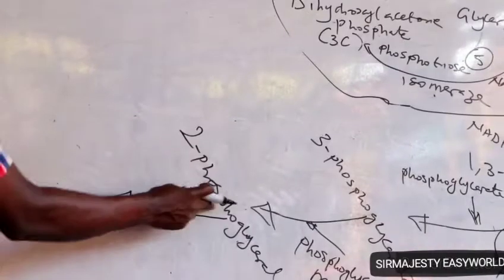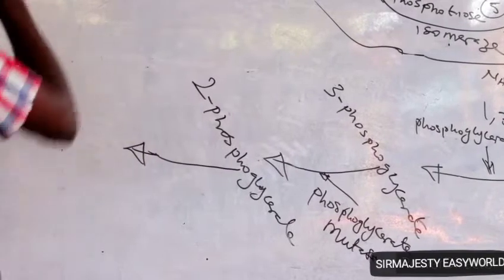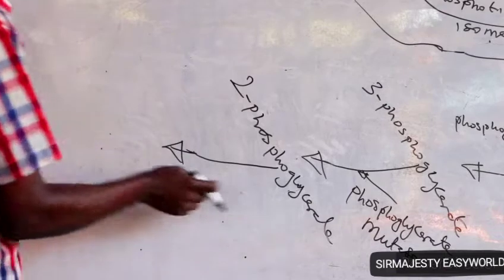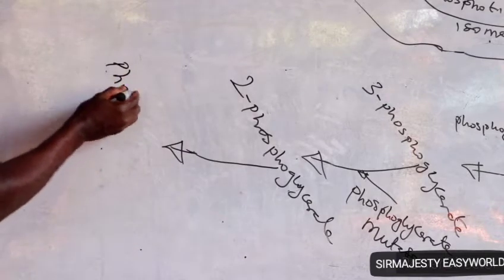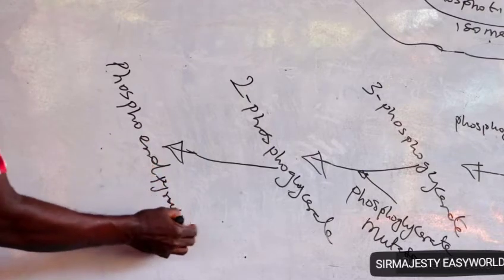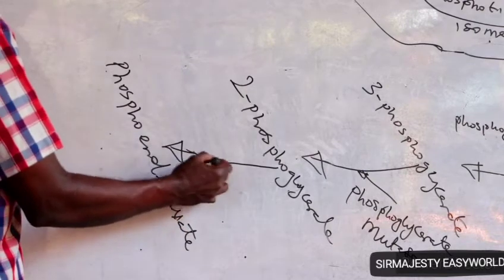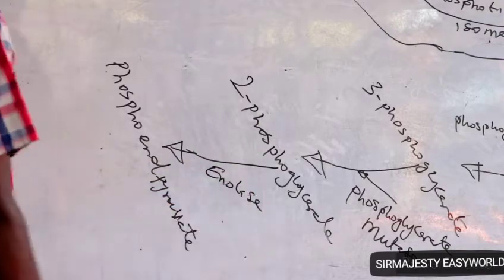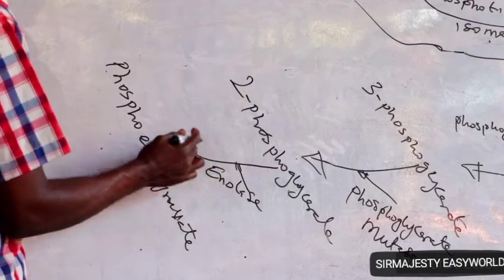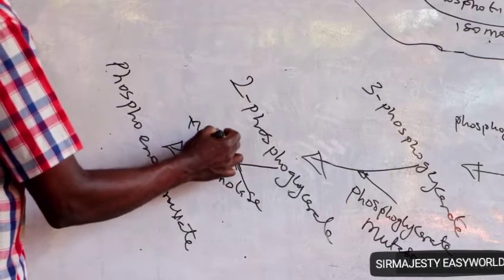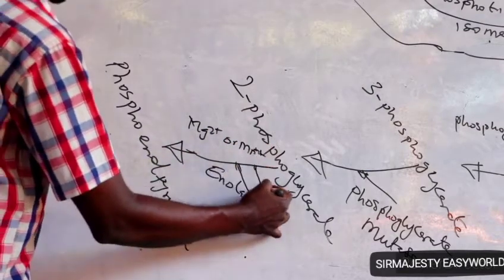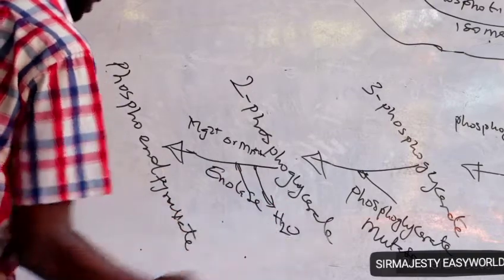Here, there is a way to recover the phosphate group added in the initial stage. Here we now have conversion of 2-phosphoglycerate to phosphoenol pyruvate. The enzyme that does this is enolase, and this enzyme works well in the presence of magnesium ion or manganese ion also. Here, water is also liberated during this catalysis.